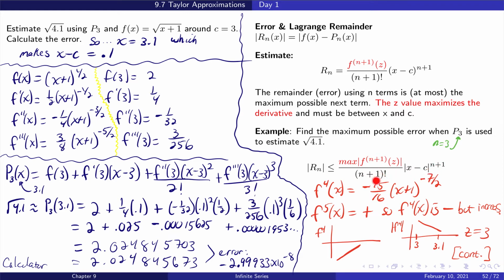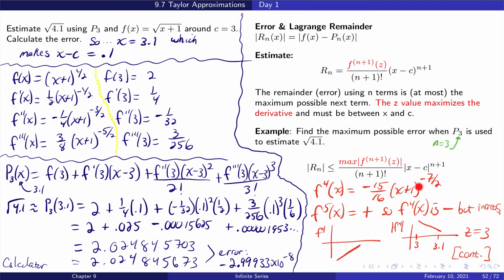But the slight difference is that for the (n plus 1)th derivative, I want to maximize this value. So z is going to be some number between x and c that maximizes this quantity here. And there's also absolute values. We want just the magnitude of the error. So I need the absolute value of this and the absolute value of that. So for this third degree polynomial, I'm going to go to the fourth term, figure out the derivative, and then in order to maximize this quantity, I actually need to look at the fifth derivative.